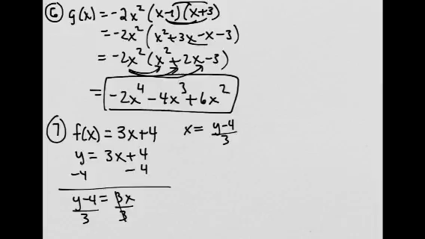I'm going to switch the x and the y. So this is y equals x minus 4 over 3. And then change it to function notation. So f inverse of x equals x minus 4 over 3.